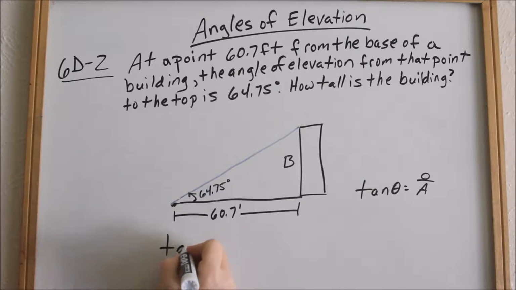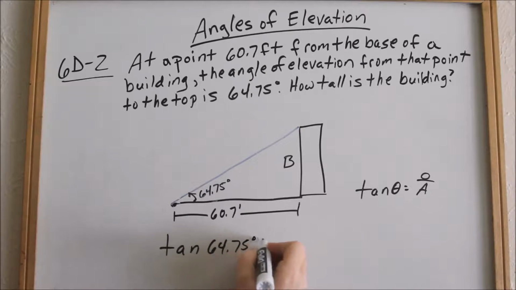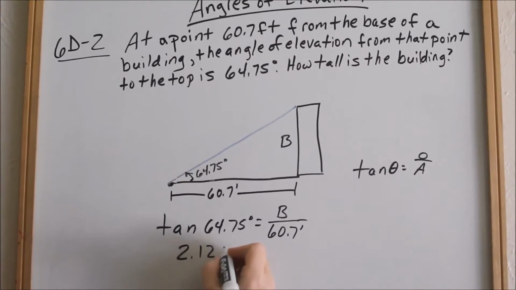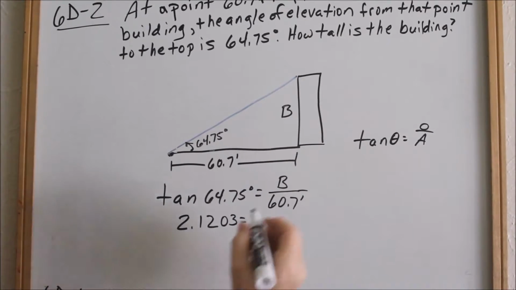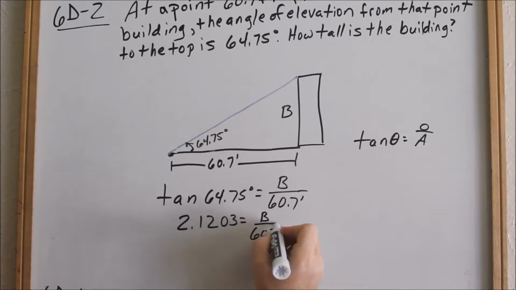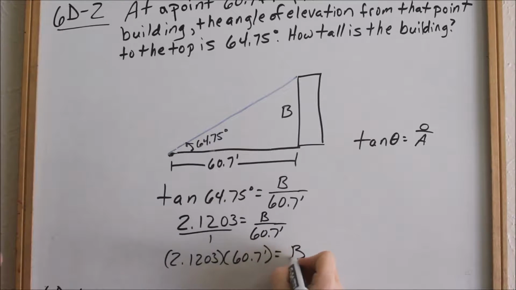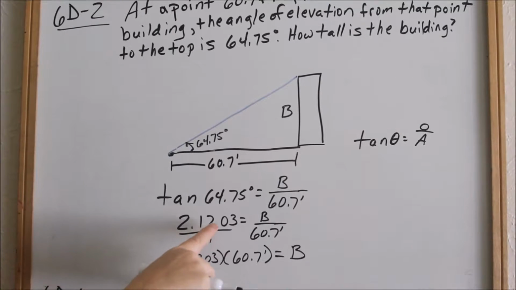Okay, so let's fill in what we know. Tangent of the angle, 64.75 degrees, equals opposite, which is B. We don't know that. And then the adjacent side was 60.7 feet. Now you go get your trig function in your calculator. You do tangent of 64.75 degrees, and I'm just going to do it to 4 decimal places. 2.1203 is tangent 64.75 degrees. B over 60.7 feet. If I want, I can turn this into a fraction, and then I can use cross multiplication to solve. Cross multiplication, 2.1203 times 60.7 feet equals 1 times B, which is B.